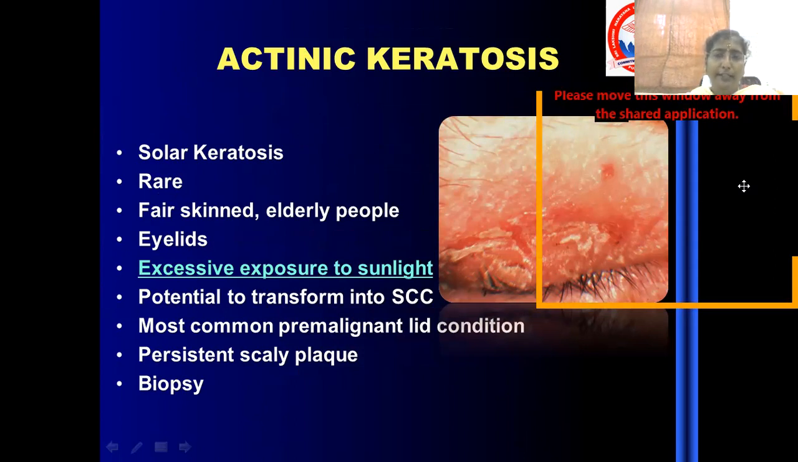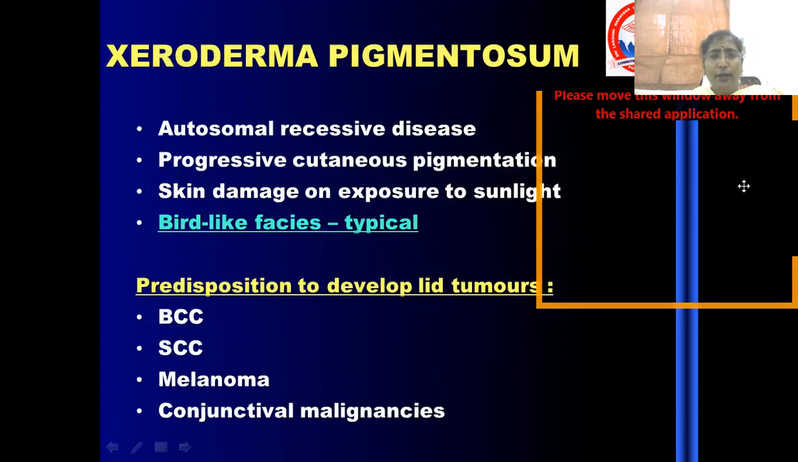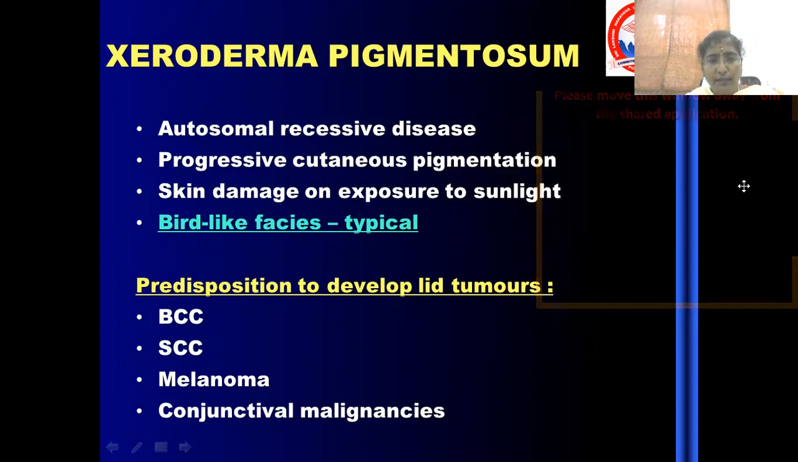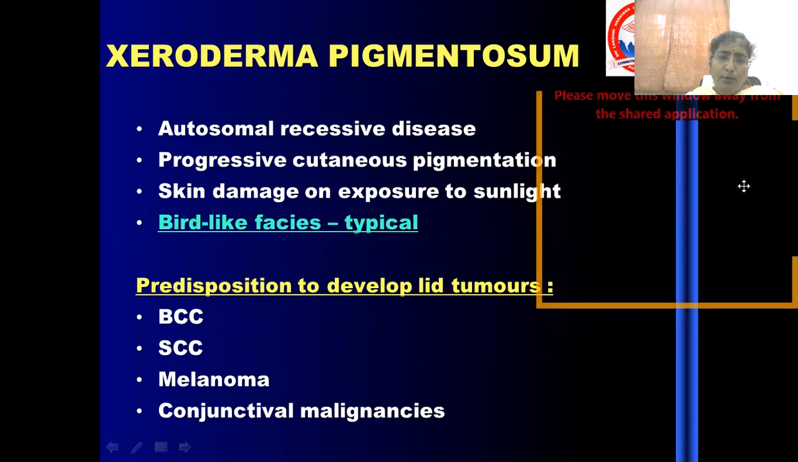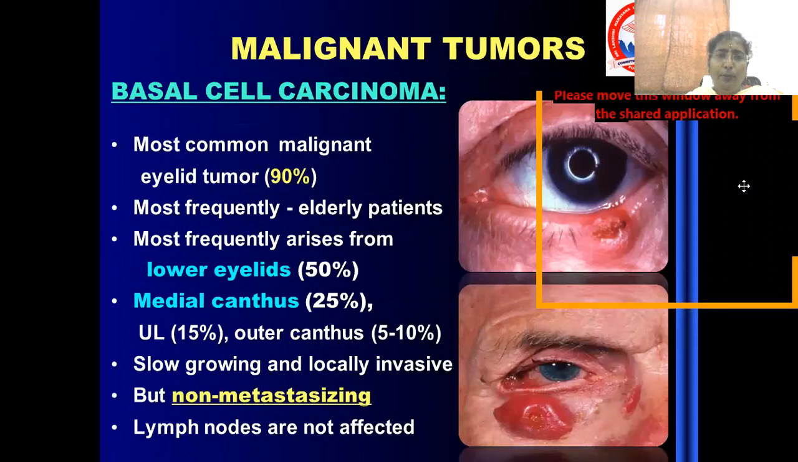It is the most common pre-malignant lip condition. Persistent scaly plaque occurs, and usually we go with biopsy. Xeroderma pigmentosum, it is an autosomal recessive disease, with progressive cutaneous pigmentation, skin damage on exposure to sunlight, and typical bird-like facies, and predisposition to develop lid tumors includes basal cell carcinoma, squamous cell carcinoma, melanoma, and conjunctival malignancies. Coming to malignant tumors, first is basal cell carcinoma. It is the most common malignant eyelid tumor.